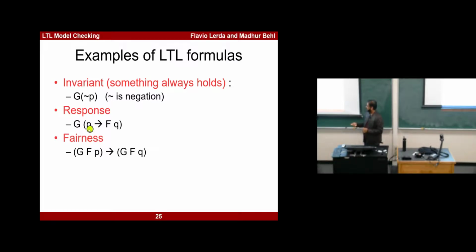I mean, you will always eventually see. No, if there is no implies, then this is not even, I would say, a valid LTL formula. What does it mean, GFP, GFQ?